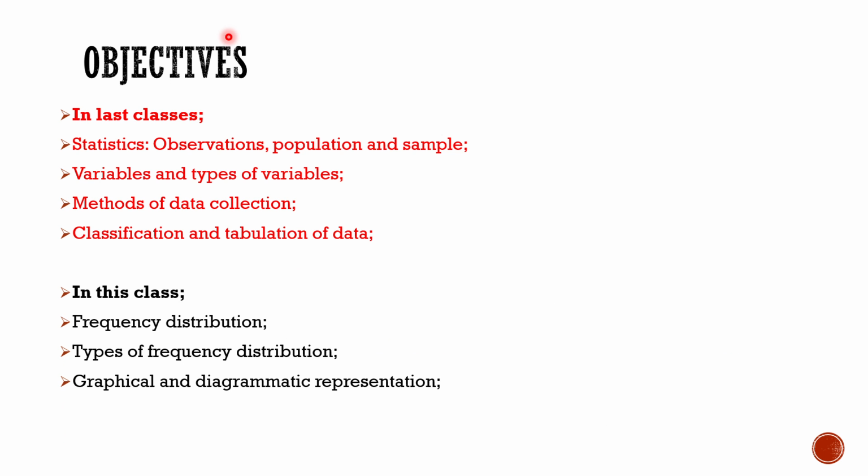So, what are the objectives? In last class, we went through what is statistics. We briefed about observations, population, and sample. Then we got to know about variables and types of variables, different methods of data collection, and the classification and tabulation of data. Similarly, now in this class, we'll be going ahead with frequency distribution, types of frequency distribution, and its graphical and diagrammatic representation.